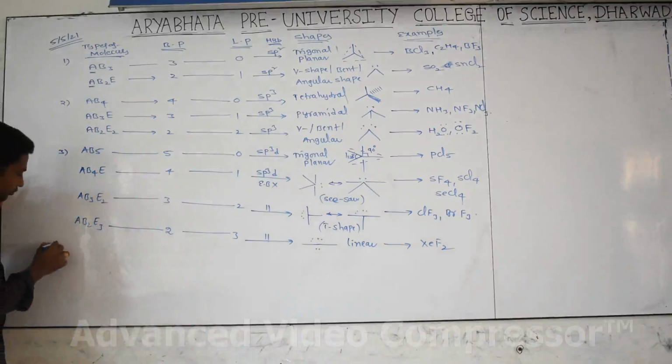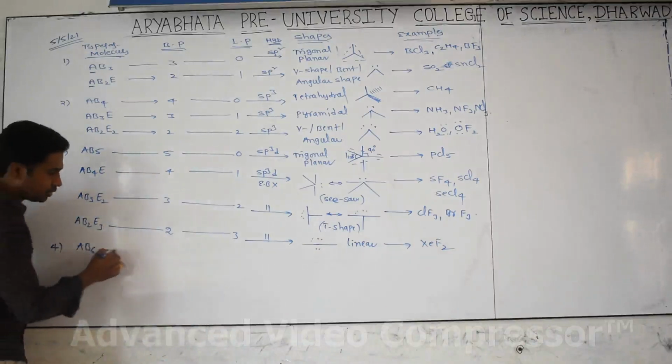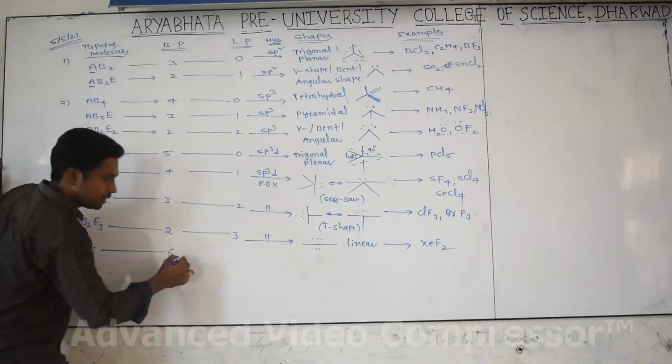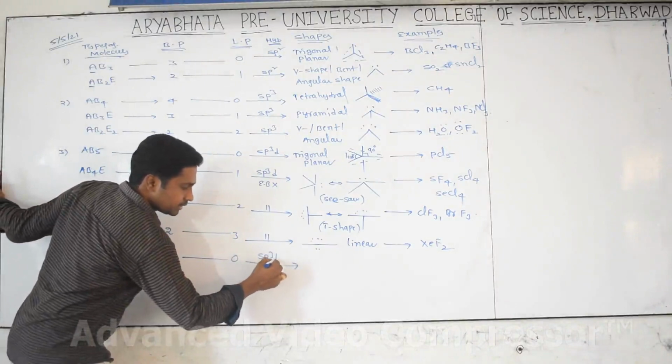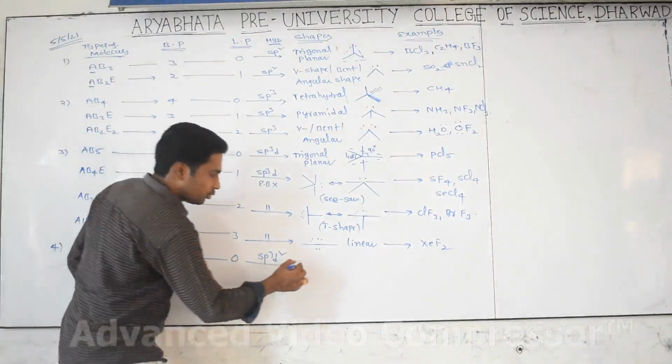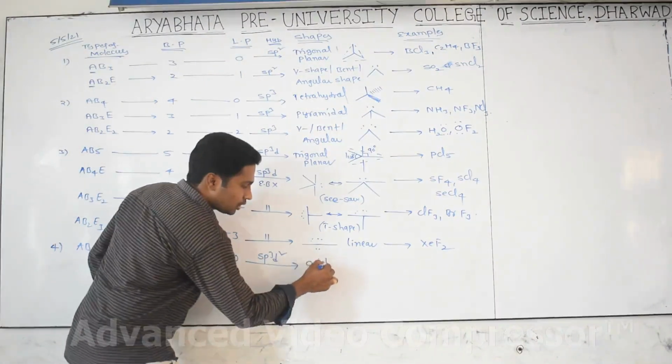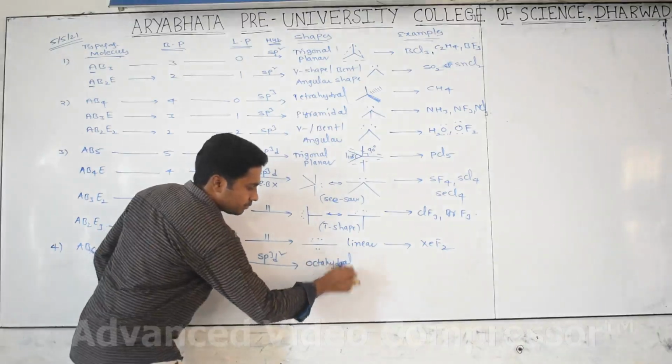Next, the 4th category, AB6 molecule. What is the meaning of AB6? 6 bond pairs and 0 lone pairs. Which hybridization is coming? sp3d2 hybridization. Then what geometry are we getting? Octahedral geometry.